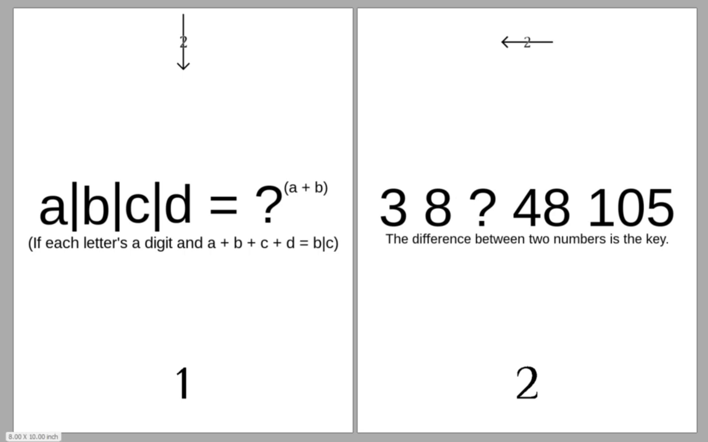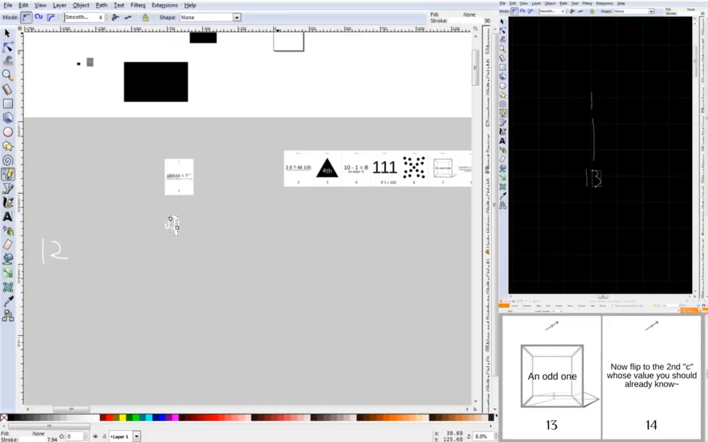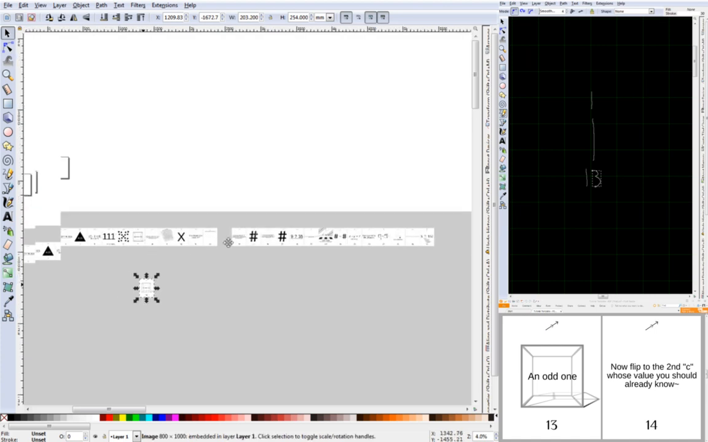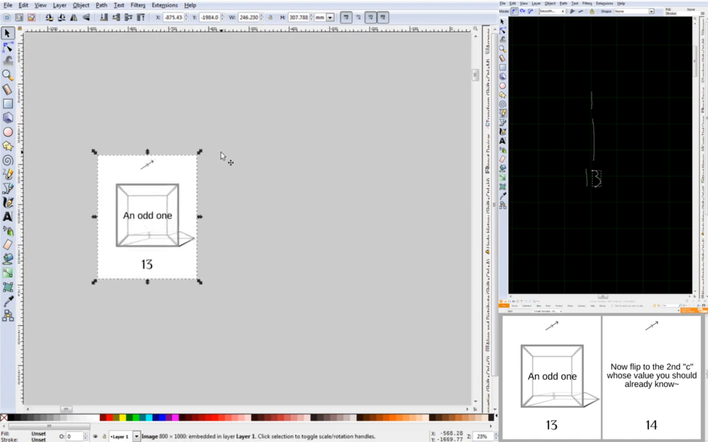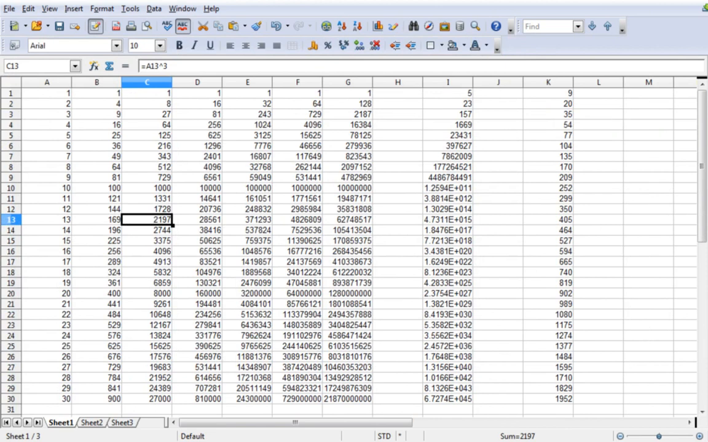Now we flip on over. An odd one. Okay, back here now. So we're just gonna go here, pull this down. And basically, if we check our list of cubes again, one would see that 27 is the only possible answer since one's already been done, and 5 is too high. There's only 27 pages here.